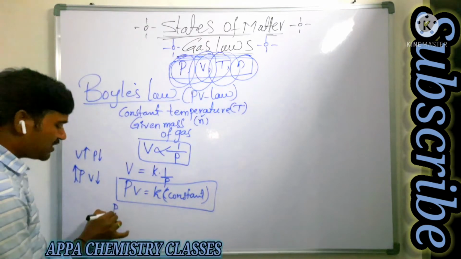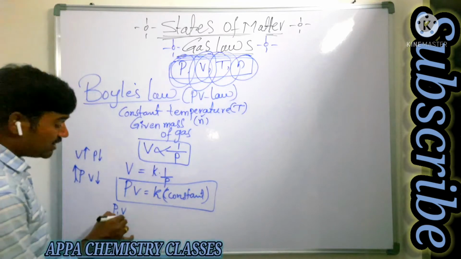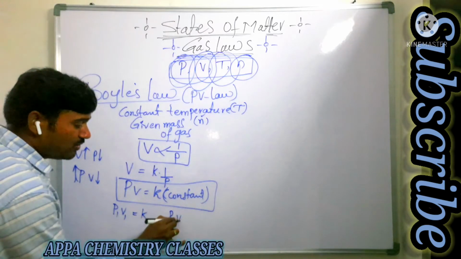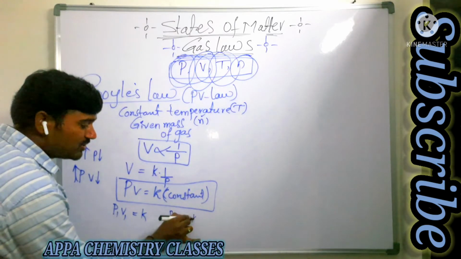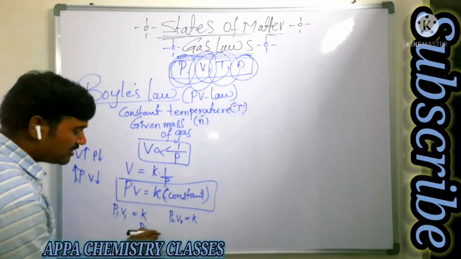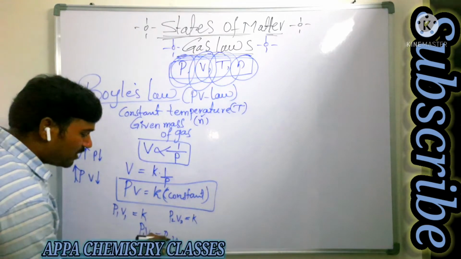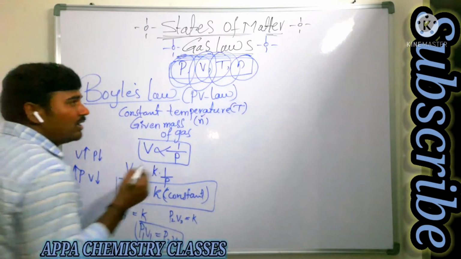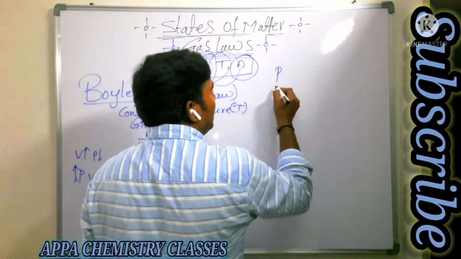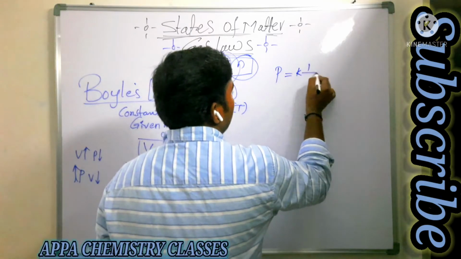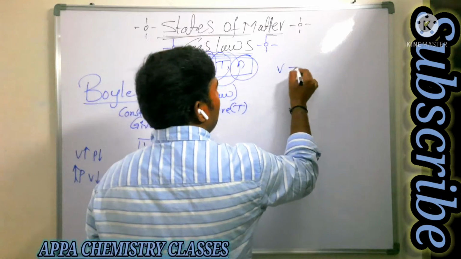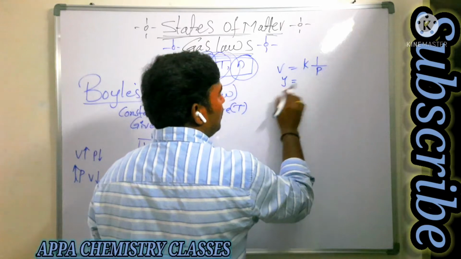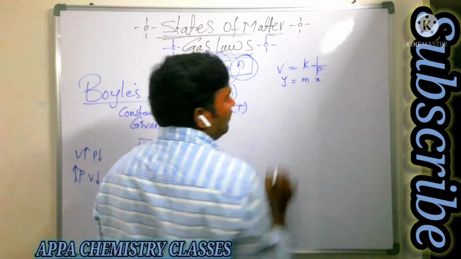So for the first gas, pressure will be P1 and volume is V1. It is equal to K, constant. For the second gas, pressure is equal to P2 and volume is V2. It is also constant. Then P1 V1 is equal to P2 V2. This is the formula to give the relation between pressure and volume. Is that clear? Now here P is equal to K into, V is equal to K into 1 by P. Now you plot the graph between volume versus 1 by P.